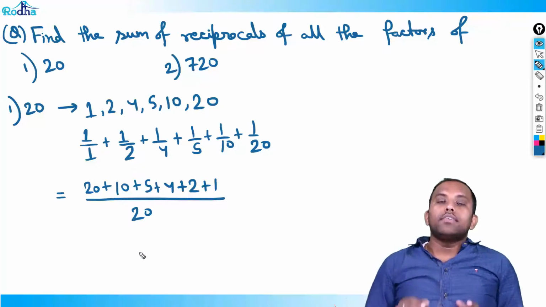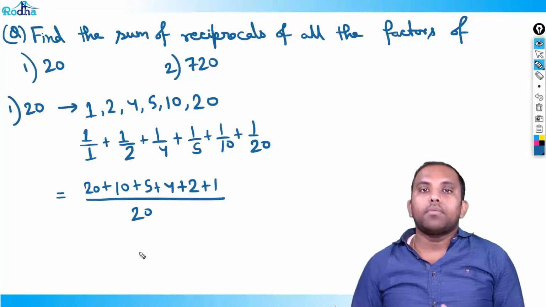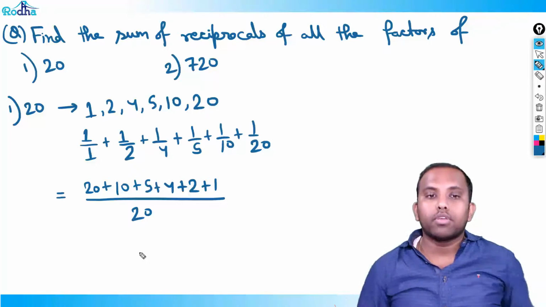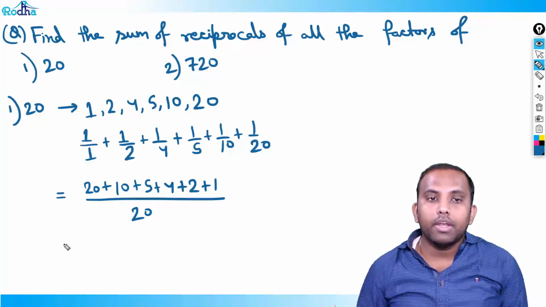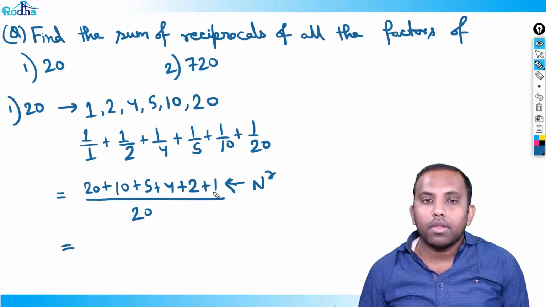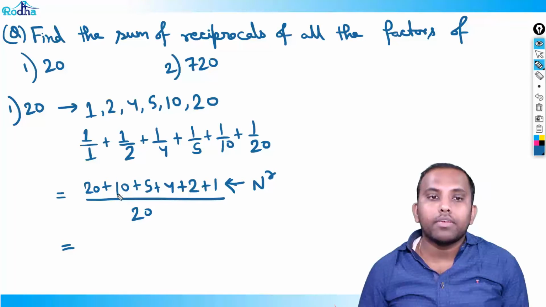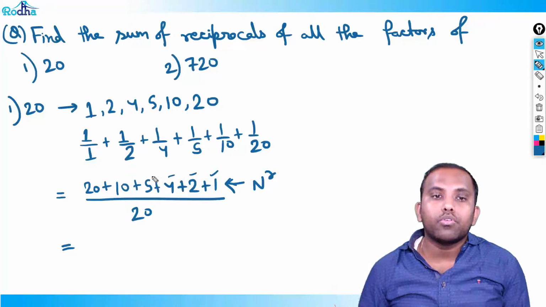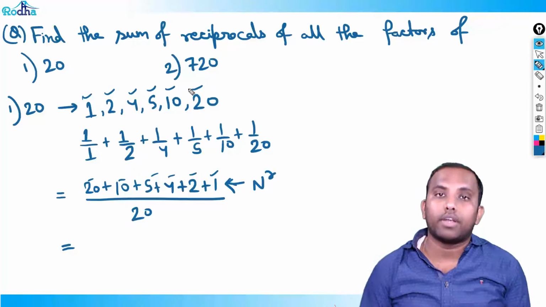Here the result doesn't matter for me. What I'm trying to observe is that in the numerator, we have 1 plus 2 plus 4 plus 5 plus 10 plus 20. So that is 1, 2, 4, 5, 10, 20. These are all the factors of 20, right? 1, 2, 4, 5, 10, 20. These are all the factors of 20.